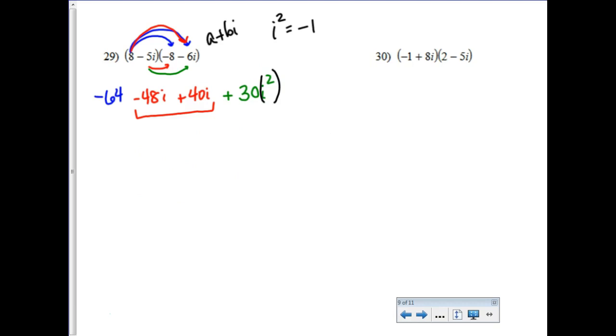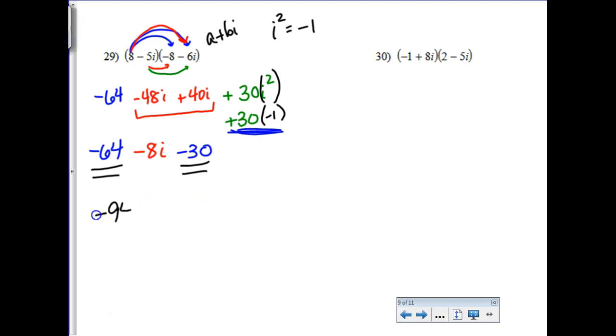So think about that. You have a negative 64, and then you added these together, and you got, what, a negative 8i? And then right here, you have a plus 30 times a negative 1. So this number right here, 30 times negative 1, is really a minus 30. But wait, there's more. Now, you have two real numbers you need to collect together. So negative 64 and later on minus 30 is negative 94, and then minus 8i would come at the end.